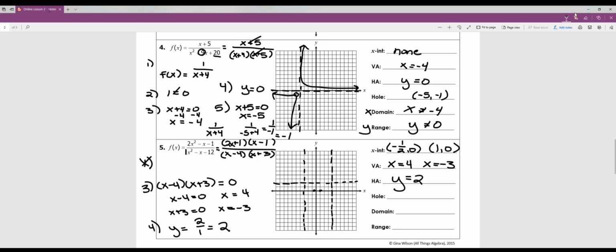All right. Hole. Remember, a hole only exists when the top and the bottom share a common factor, and this one didn't, so I don't have a hole.